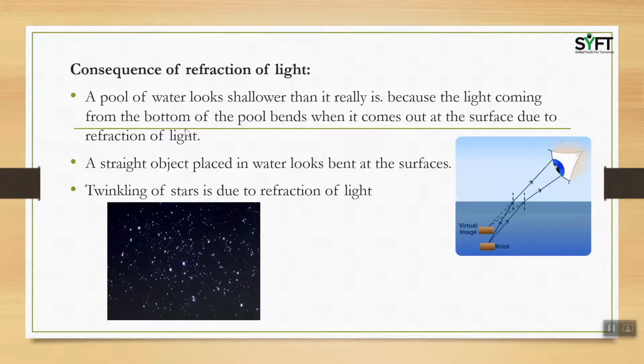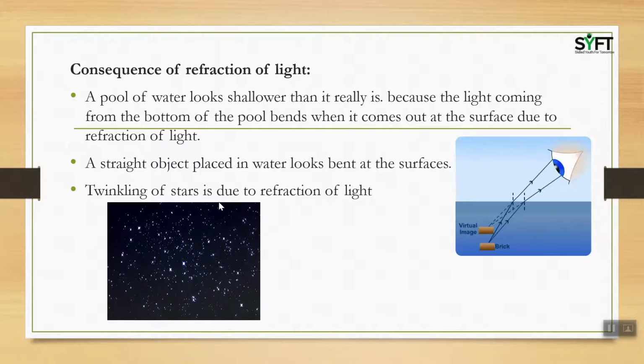A pool of water looks shallower than it really is because the light coming from the bottom of the pool bends when it comes out of the surface. This is due to the refraction of light. Here we have given an image. The real brick is here, but we see a virtual image. We see the brick to be here, a little above. This is due to the refraction of light.